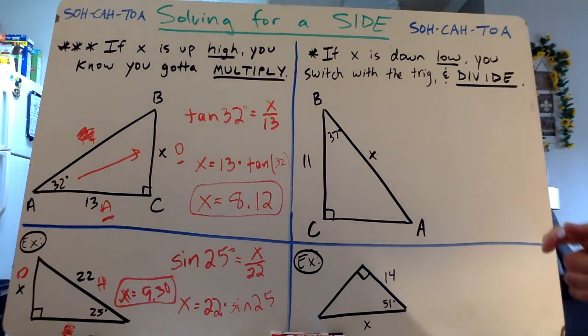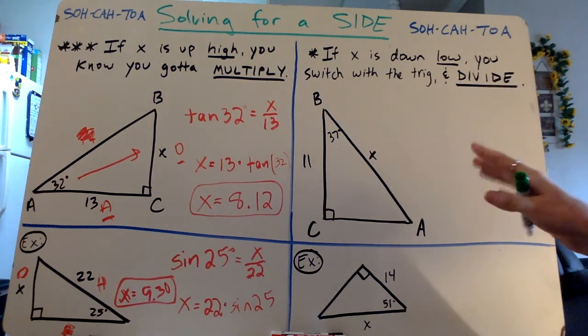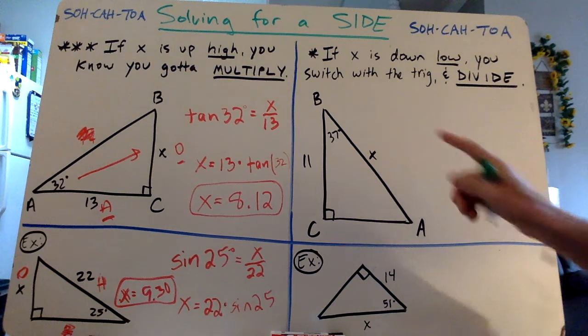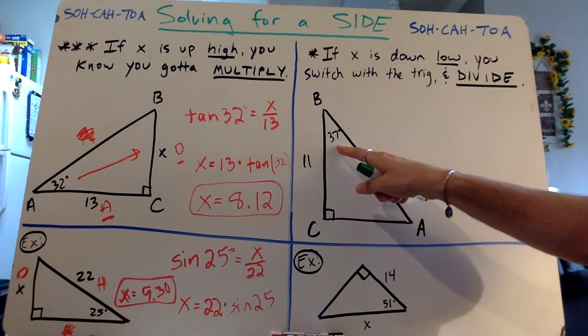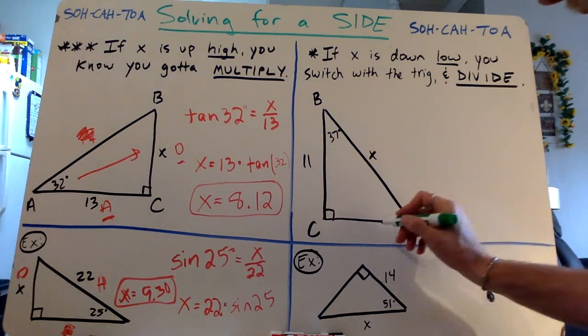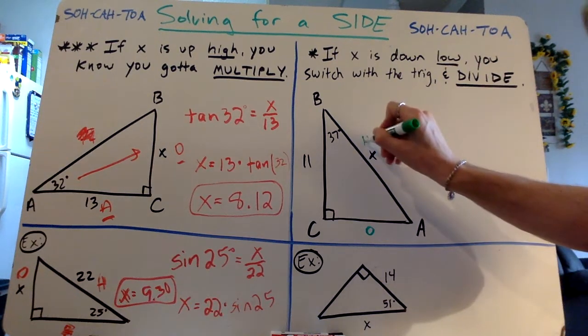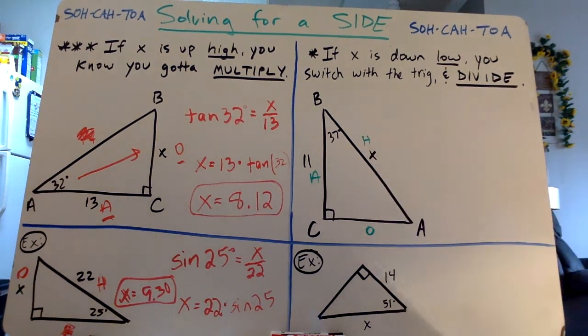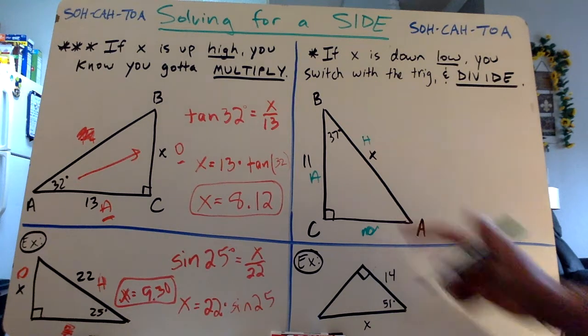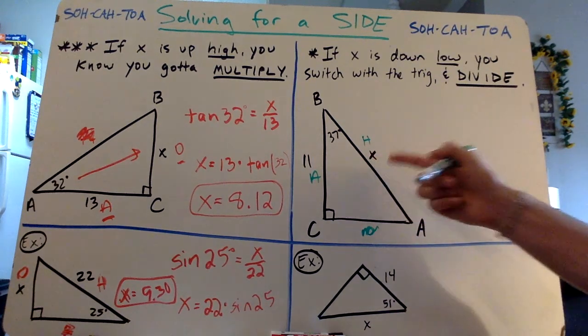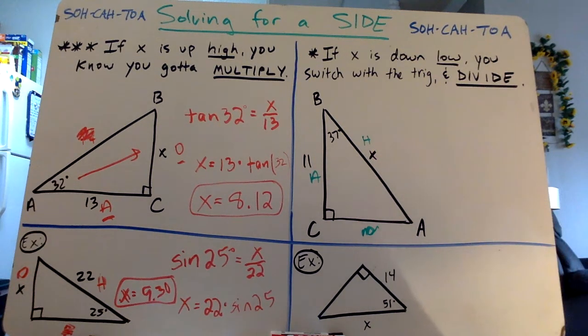Okay, so this time, the beginning process is the exact same. There's my reference angle of 37 degrees. That means this is opposite, this is my hypotenuse, this is my adjacent. Which one is useless? The opposite, because there's nothing on there. I have to use 11 and x, because I'm solving for x. So let's set it up. It's the exact same thing.